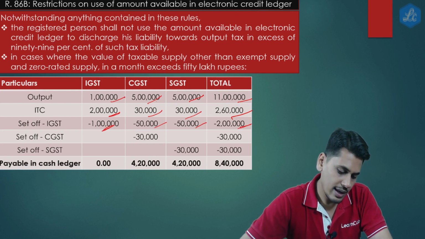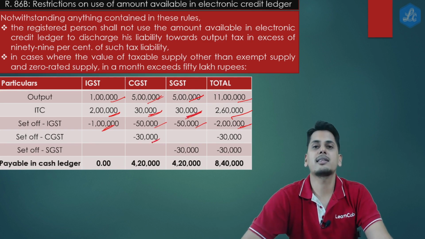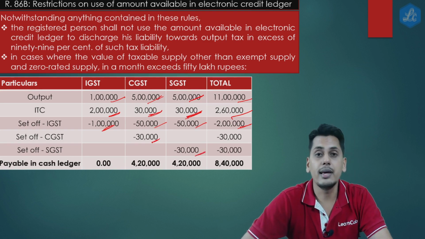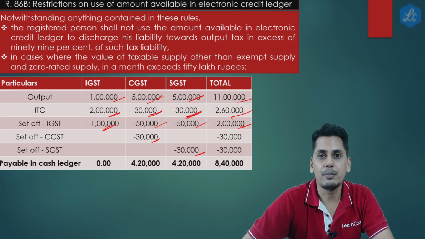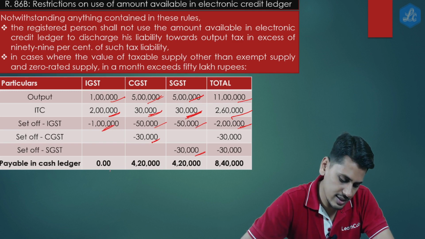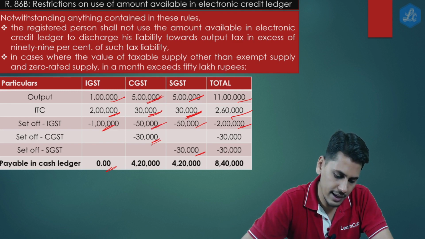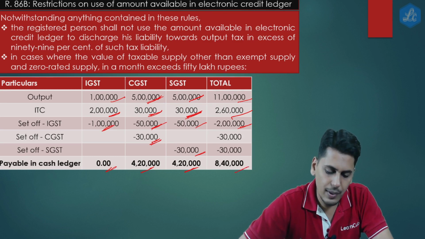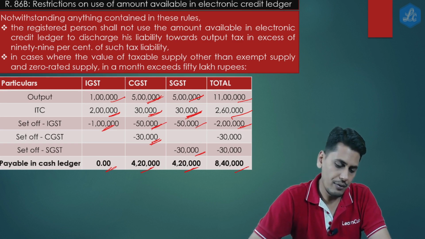Now friends, the liability of CGST and SGST needs to be paid. 30,000 rupees is the input tax credit available in CGST. I can use it for making payment under CGST. Similarly, 30,000 rupees is the input tax credit available under SGST. I use it for making payment of my SGST liability. So at the end of the day, how much am I supposed to pay through cash? As regards IGST, it is 0. For CGST, it is 5 lakhs minus 50,000 minus 30,000, 4 lakh 20,000. SGST 4 lakh 20,000. Totally I have paid 8 lakh 40,000. Agreed? Agreed.